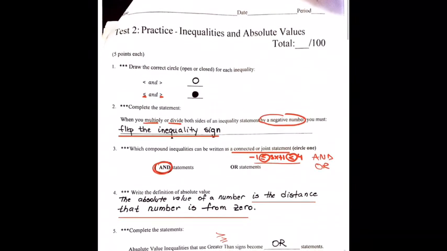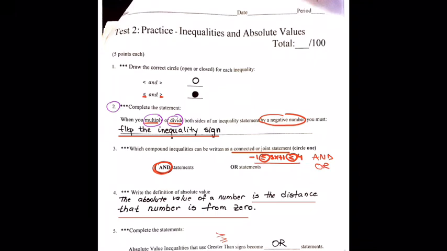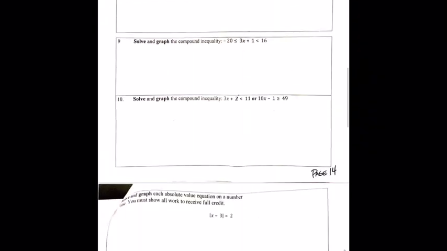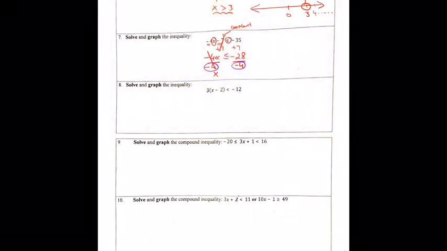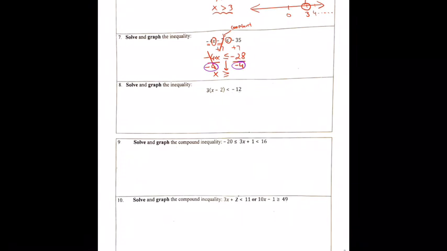So if I go back and look at my definition number 2, it says if I multiply or divide by a negative number, I must flip the inequality sign. So here I divided by a negative, so I must flip the inequality sign. So x greater or equal than -28 divided by -4 gives me a +7.